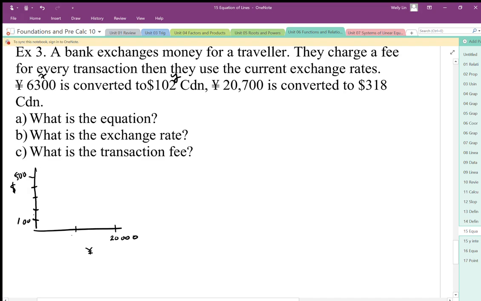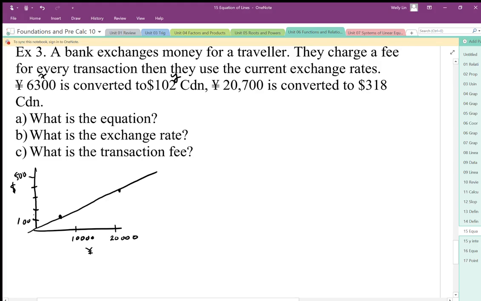Okay, so here's 10,000 here, and we'll just estimate 6,300 yen is $102, so maybe somewhere around here. It's just a rough estimate, and 20,000 is going to be $318, so maybe we'll just say that's about there. Okay, so there's our graph.